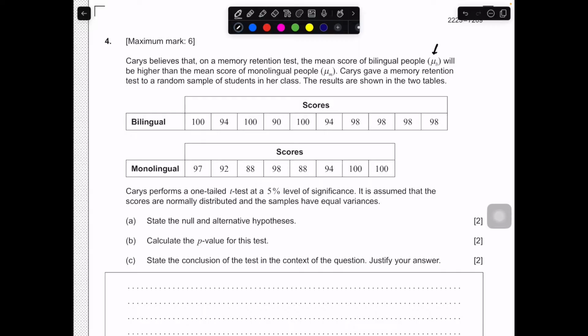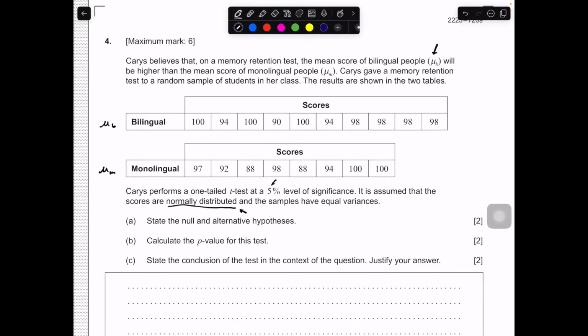These are the scores of bilingual people, and it might be helpful to actually write this out, mu of b. And these are the scores of the monolingual people, mu of m. So this is the mean score of each. Carries performs a one-tailed t-test at a 5% level of significance. It is assumed that the scores are normally distributed. This is an assumption we always make.